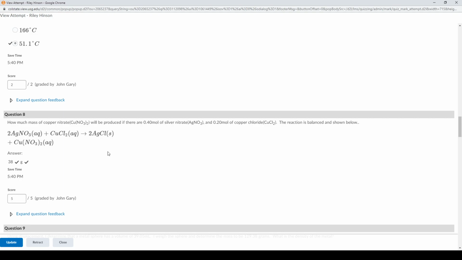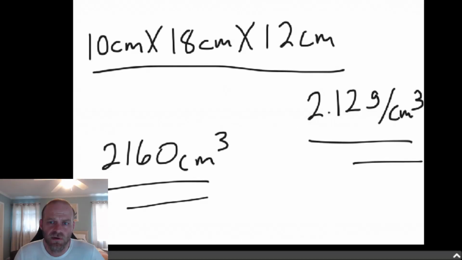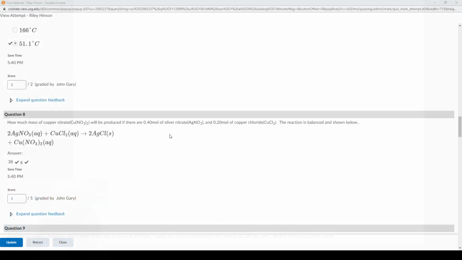All right, let's look at, so everybody did the temperature conversion, easy enough. Let's do this one here. So I think some people just got confused on how you add up these molar masses, okay? And what these numbers mean here. So let me pull this back out. I'm gonna write the equation here. So the mass of copper, how much mass of copper will be produced if there are 0.4 moles of silver nitrate and 0.2 moles of copper chloride.